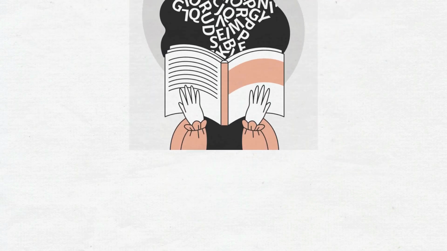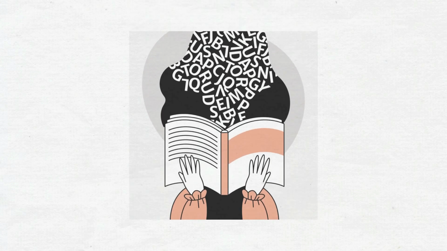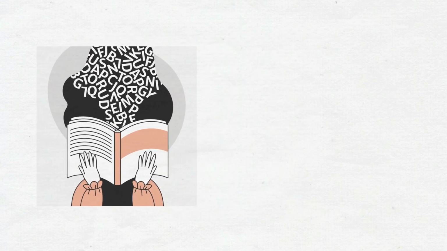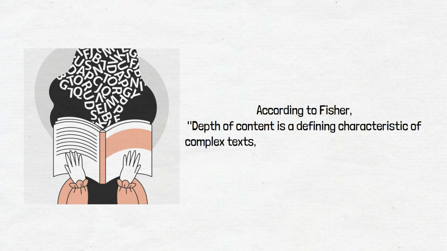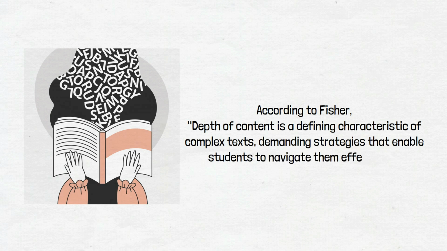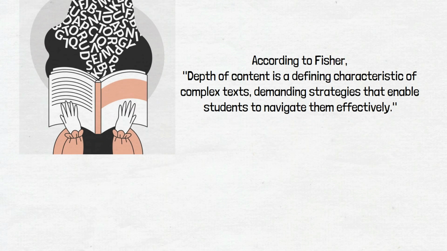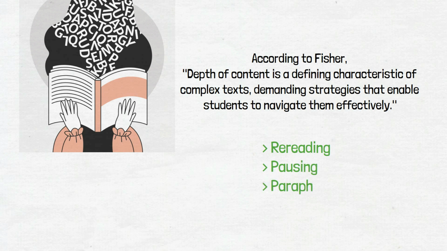Comprehension is often challenged by the complexity of texts, which may feature dense content, abstract ideas, or technical language. According to Fisher, depth of content is a defining characteristic of complex texts, demanding strategies that enable students to navigate them effectively. Repair techniques such as rereading, pausing, and paraphrasing are invaluable for resolving confusion and clarifying difficult passages.